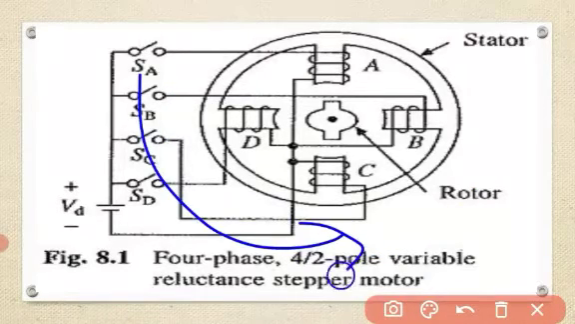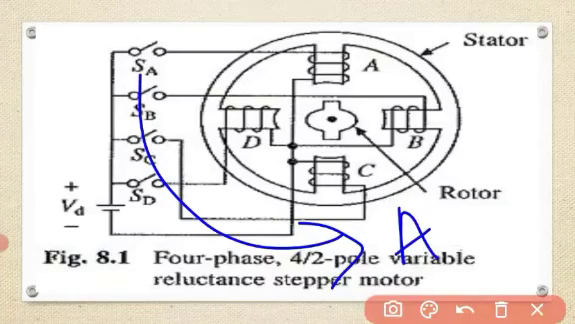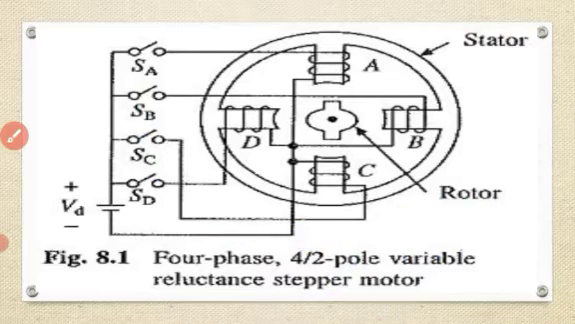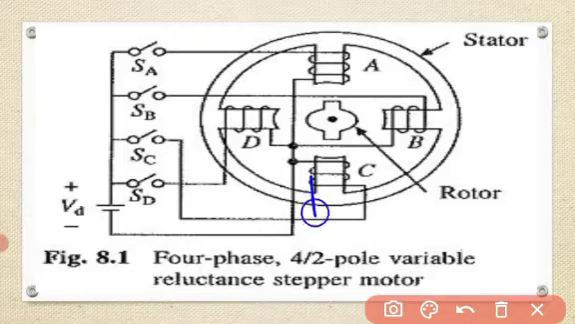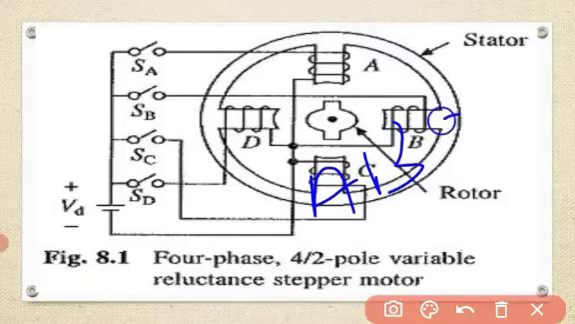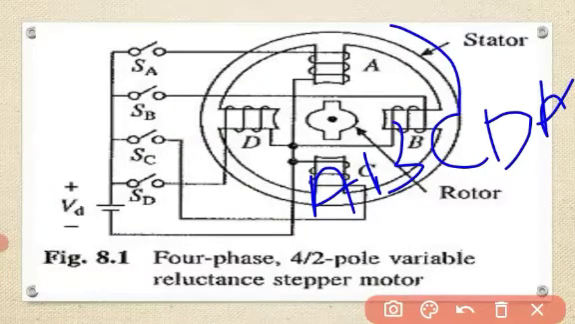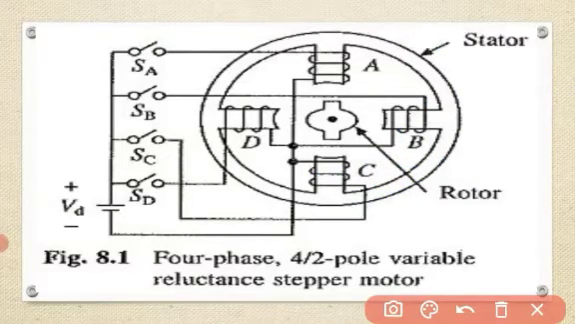Okay, so the sequence, what shall I write here? For anti-clockwise, I will write A, D, C, B and A. For clockwise, I will write A, B, C, D and A. So that is for the clockwise direction. Now, this is in steps of 90 degrees.